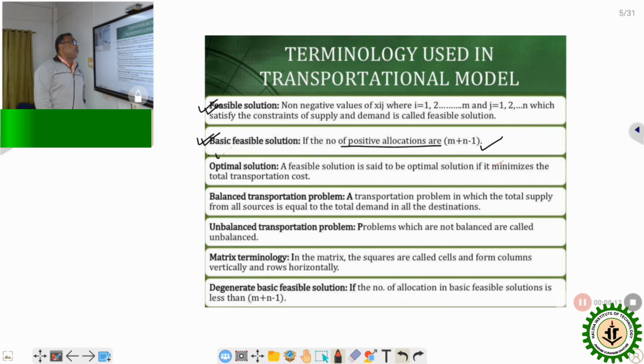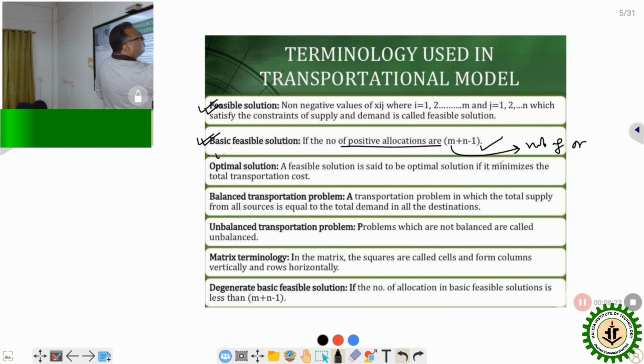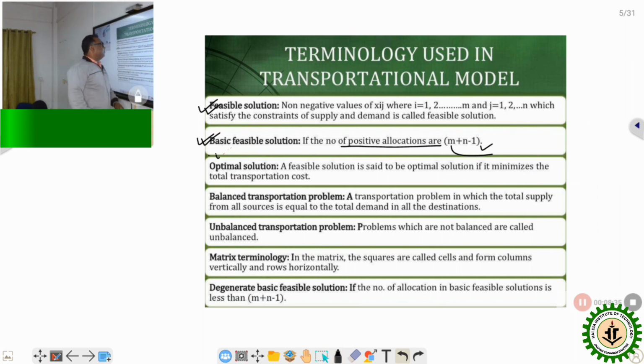Now the question is what is m and what is n? m is the number of origins, and n is the number of destinations. So this is the number of origins and this is the number of destinations, basically n.